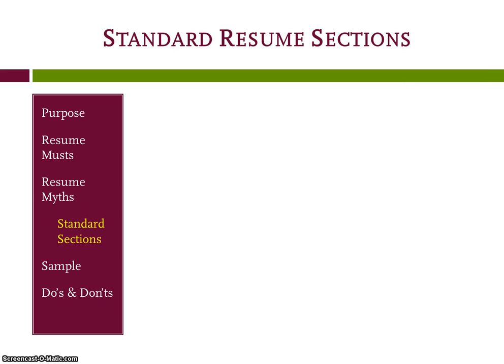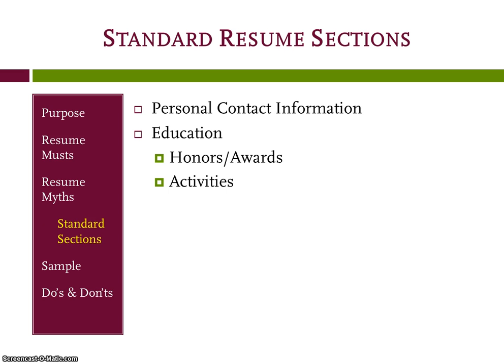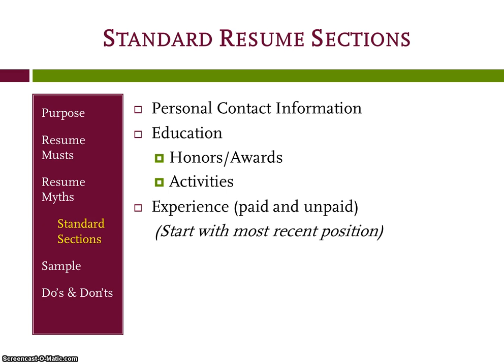Now on to resume sections. The standard resume sections typically include personal contact information, education information, an experience section which does include paid and unpaid experience, and a skills section. As a current student or recent alumna, your education section should come first. However, if you have been out of school for 5 or more years, your education section should be moved to the end of your resume.